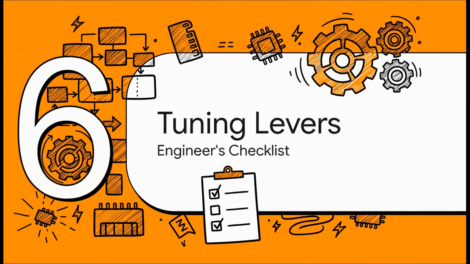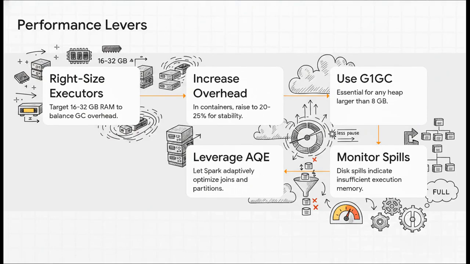So, how do we actually apply all of this deep architectural knowledge in a real production environment? Let's synthesize everything we've covered into a simple, actionable checklist of the most critical performance levers an engineer can pull. First up, right-size your executors. You want to avoid those massive executors because they lead to long GC pauses. Usually, 16 to 32 gigs is the sweet spot. Second, increase your memory overhead beyond the default, especially on Kubernetes or YARN. It's a huge factor for stability.